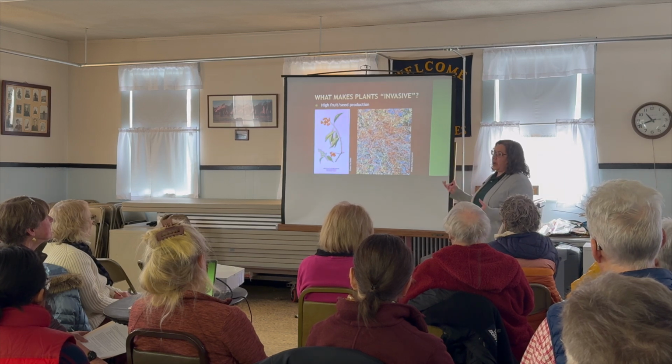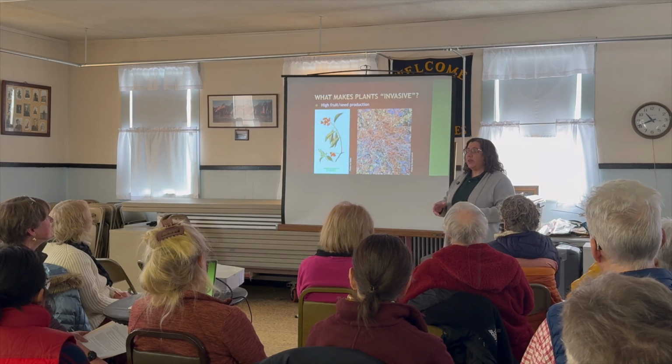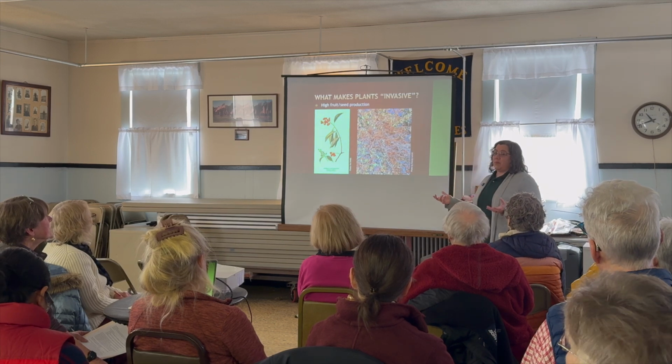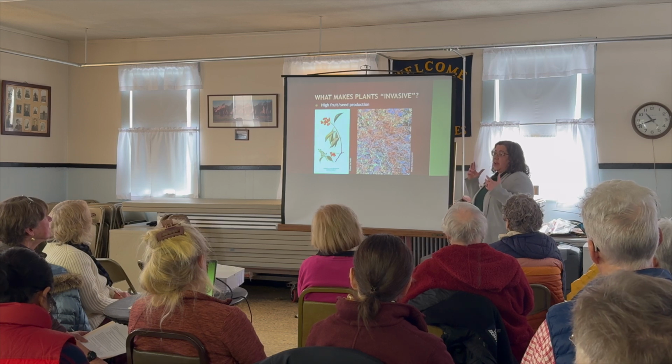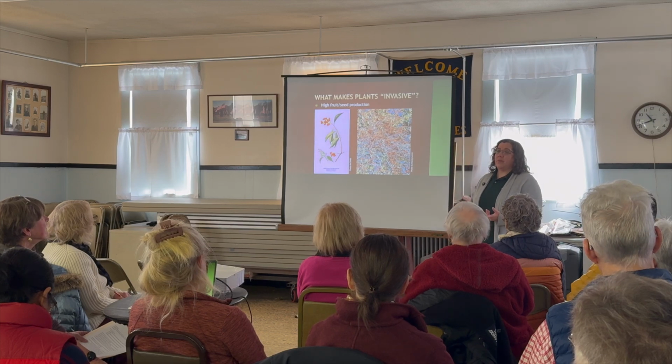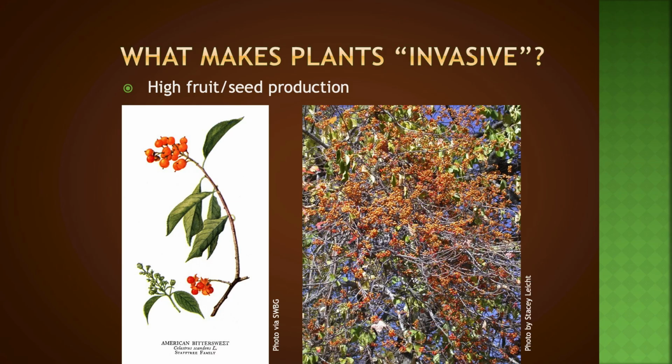But we do have some characteristics that we know are commonly associated with invasiveness. For example, something that might seem obvious to you, a species that has high fruit or high seed production. And for me, the best example of this is Asiatic bittersweet. On the left, that's American bittersweet. It's a species that's native here and is even now listed as a species of special concern because of its rarity in Massachusetts. On the right, we have a photo of Asiatic bittersweet, the introduced species.